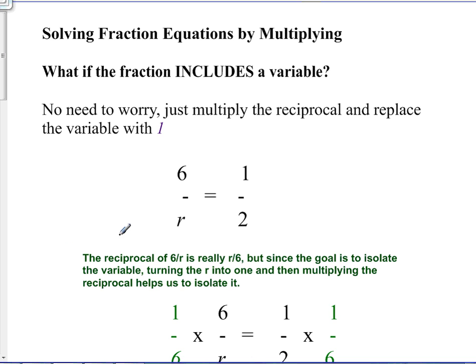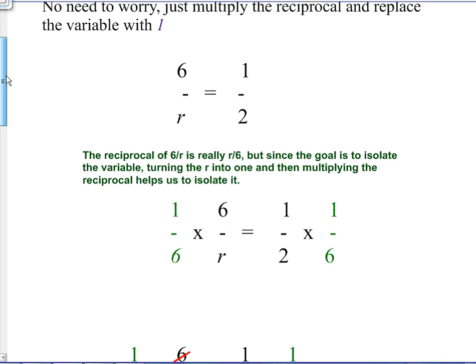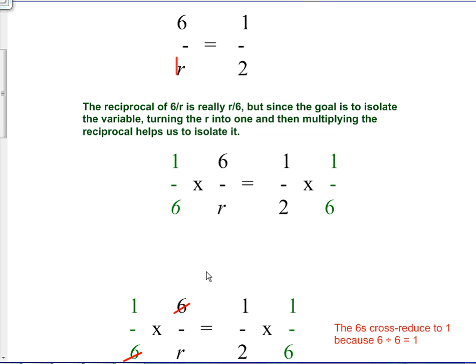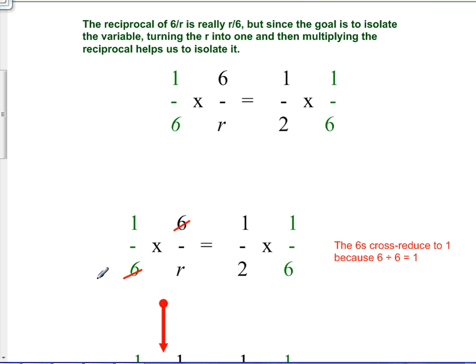All right. Now, what if my fraction includes a variable, like this particular example right here? We have 6/r equals 1/2. All you need to do is do the exact same thing, which is multiply by the reciprocal of whatever this top number is. The reciprocal of 6/r is really r/6, but since the goal is to isolate the variable, turning the r into 1 and then multiplying by the reciprocal helps. So we know every variable has an invisible 1. So I'm going to multiply both sides by my reciprocal, which in this case is 1/6. My 6's go away.